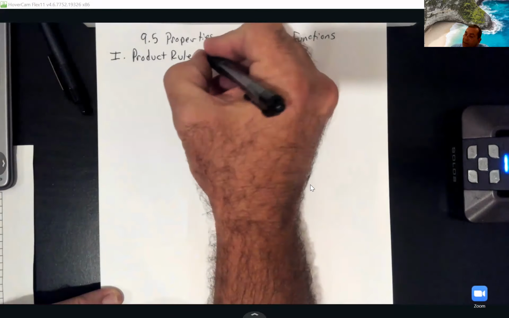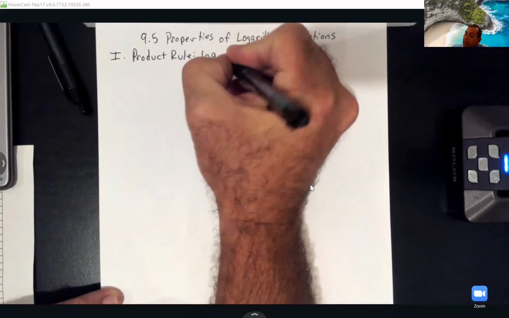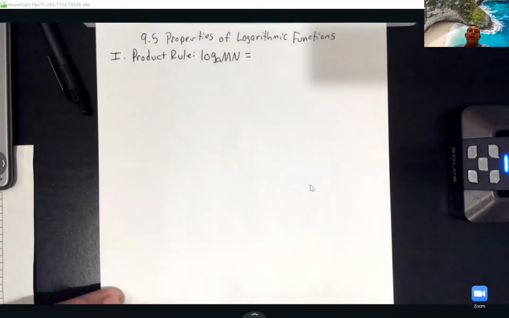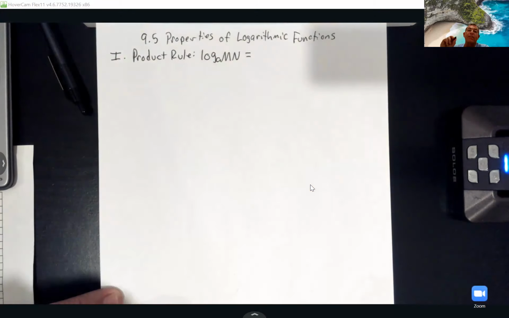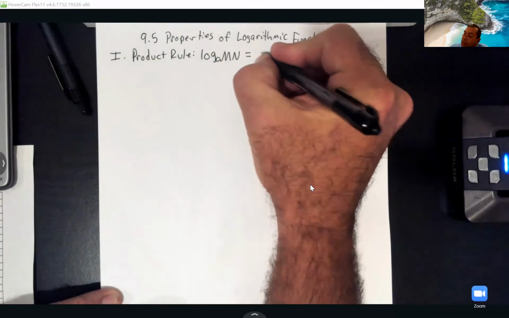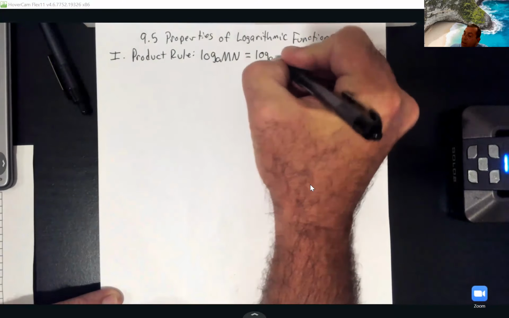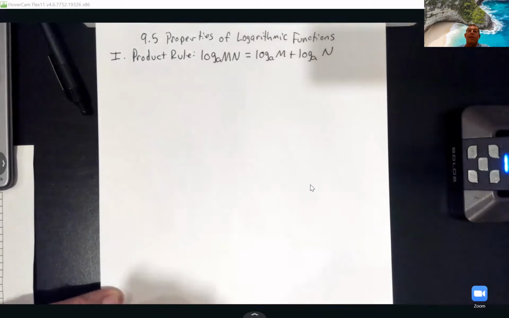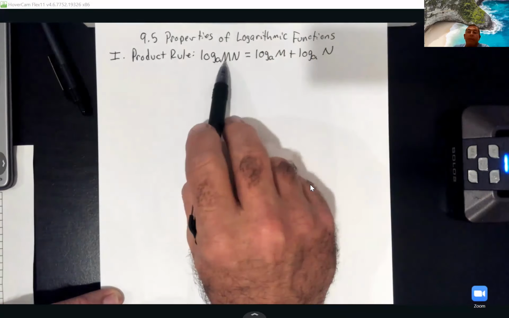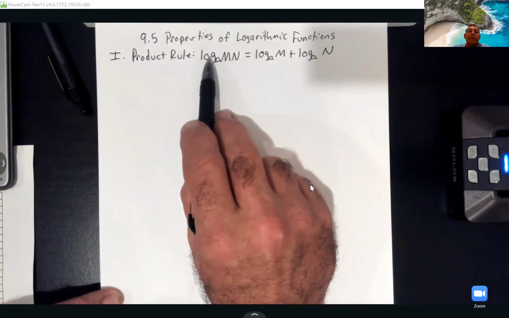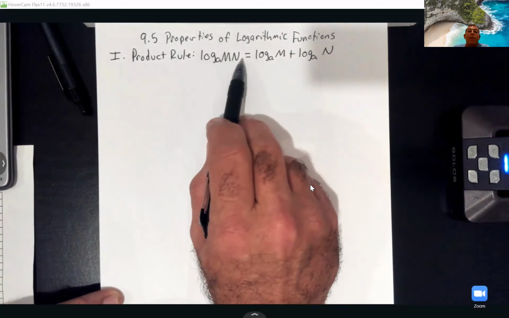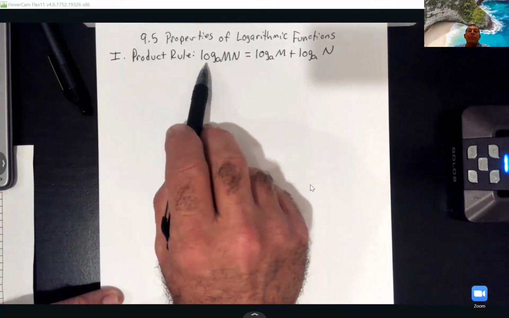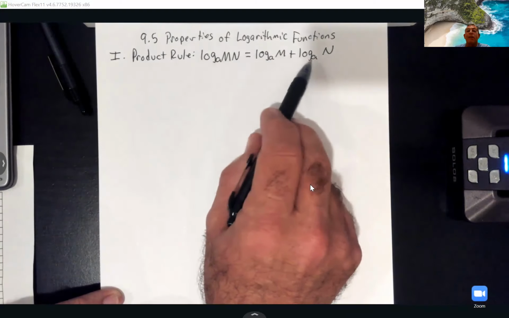And the product rule says if I got a log of a product, so log base A of M times N, then I can rewrite that as the sum of the logs. So I could do a log base A of M plus a log base A of N. Okay, so notice the factors were M and N. So we basically distributed the log base A to both of them and rewrote it as a sum. So the product rule tells us to rewrite a product as a sum of the logs.